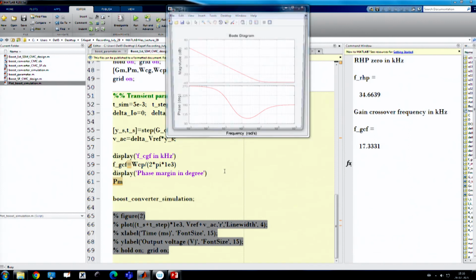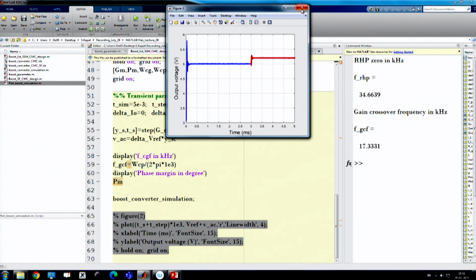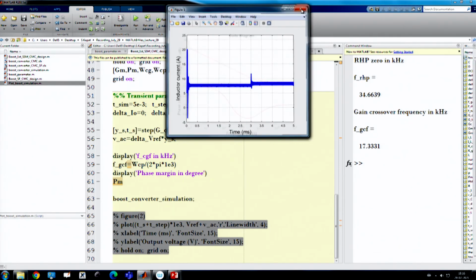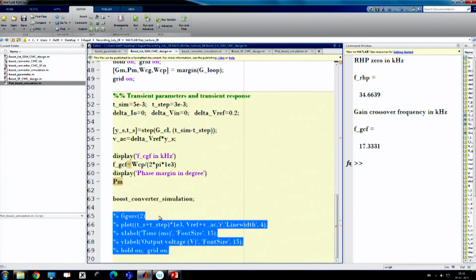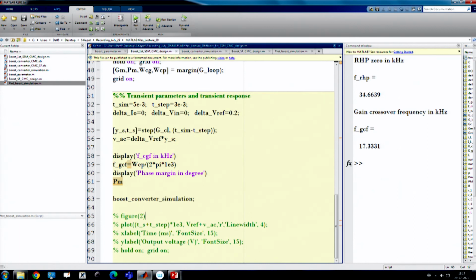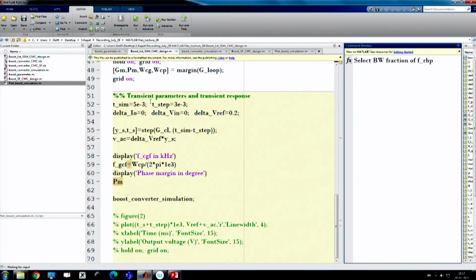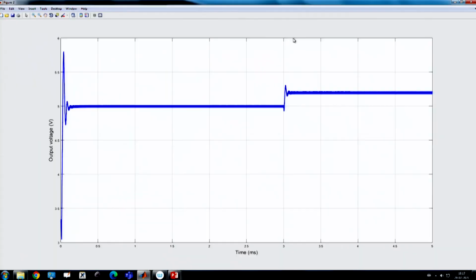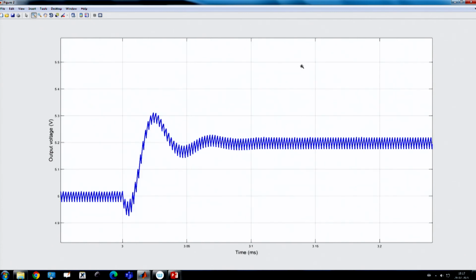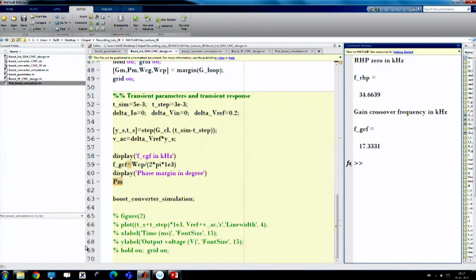So, it will show... one minute. So, what is happening? It will show this; I am trying to achieve half. This is a response, because I want to increase the bandwidth. So, this is my half value. Now, that means I am trying to achieve a crossover frequency of half of the RHP0.